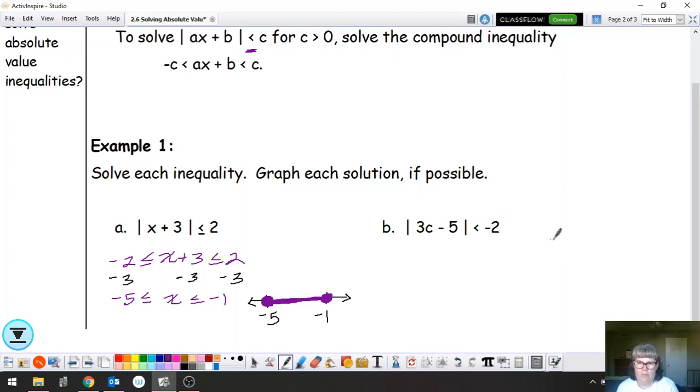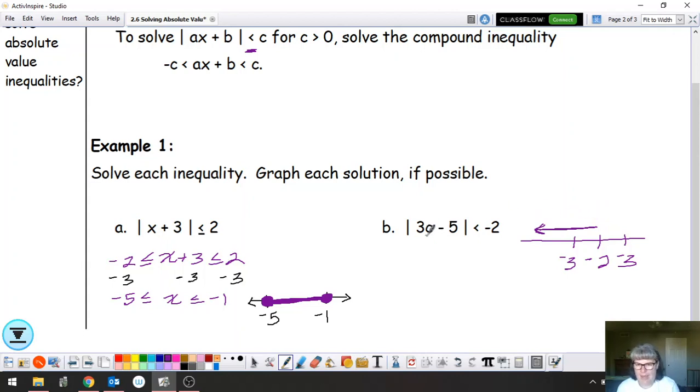But if I think about a number line, I'm just going to make a number line here quick. And I put -2 on it, put some other numbers on it. That means I'm talking about every number to the left of -2. I can't have an absolute value that ends up with any of those values.